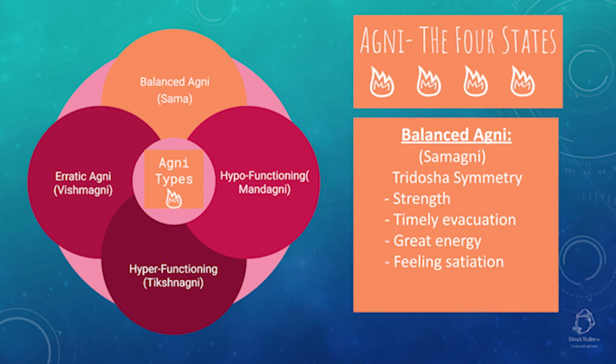It's super easy. When erratic, hypo, or hyperfunctioning Agni is present, this will lead to the production of toxic waste known as ama, which we will get into tomorrow. Stay tuned for your knowledge check.